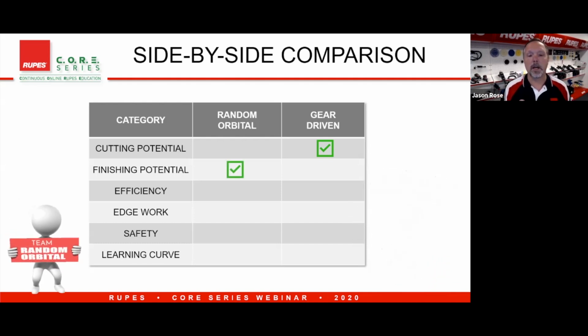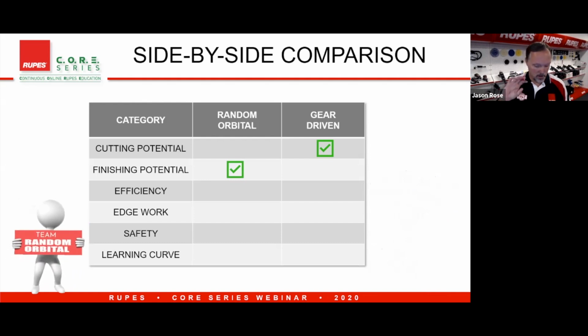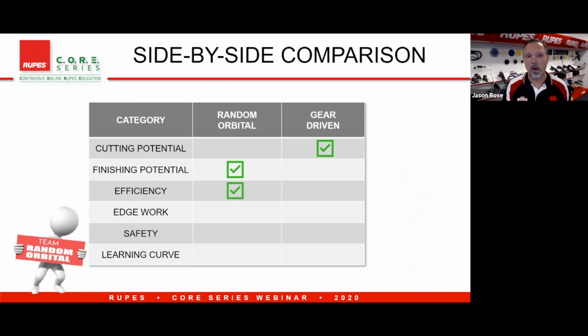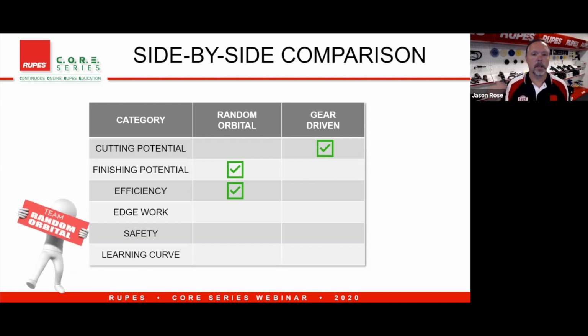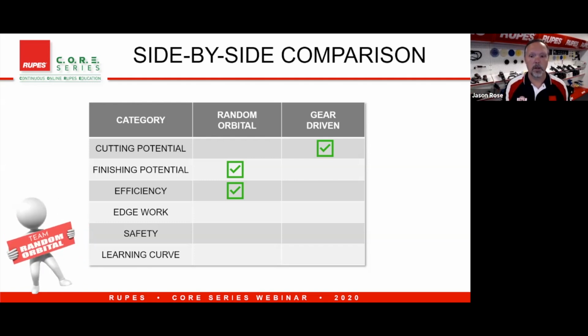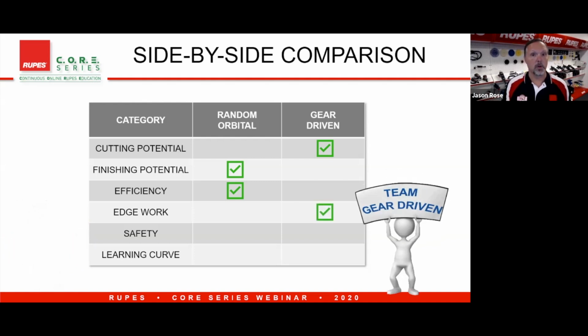And on the finishing side, we give a slight advantage to the random-orbital because of that safety feature built in with the free spinning rotation. The efficiency, we gave that to random-orbital as well because it has the highest potential for one-step paint correction across a wide variety of paint hardness. The gear-driven orbital is very efficient, but when you get into soft paint, it can actually be too aggressive on that delicate paint.